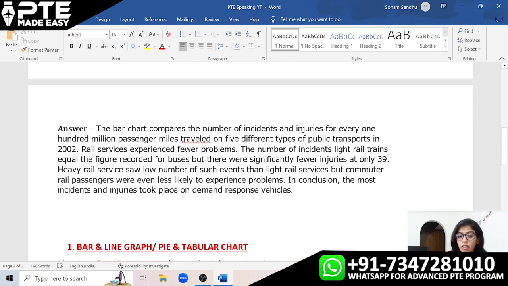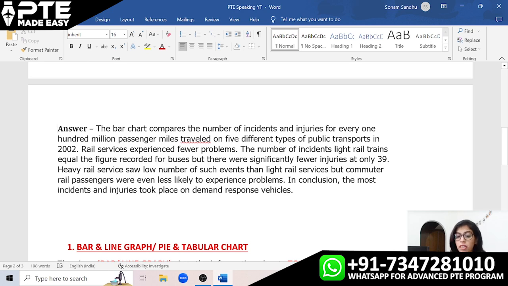This is something we have gotten to know. We'll not do this the traditional way. We'll look at the graph, we'll look at the answer. We have the answer, but we'll be using the template. But before that, just look at the answer in order to get to know how difficult this can be. The bar chart compares the number of incidents and injuries for every 100 million passenger miles traveled on 5 different types of public transport in 2002.